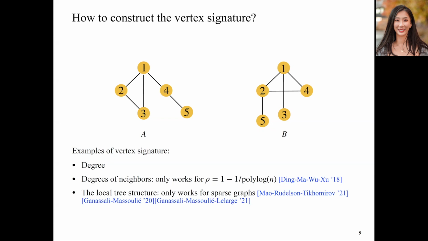How about we use more information, not just the one-hop neighborhood, but the M-hop neighborhood? This leads to the third example, the local tree structure. The good thing here is we're using more information like M-hop neighborhood information, but the issue is that it requires the local neighborhood to be a tree structure, so the graph has to be sparse. As you can see, all these examples are either sensitive to noise or only work in a sparse region.